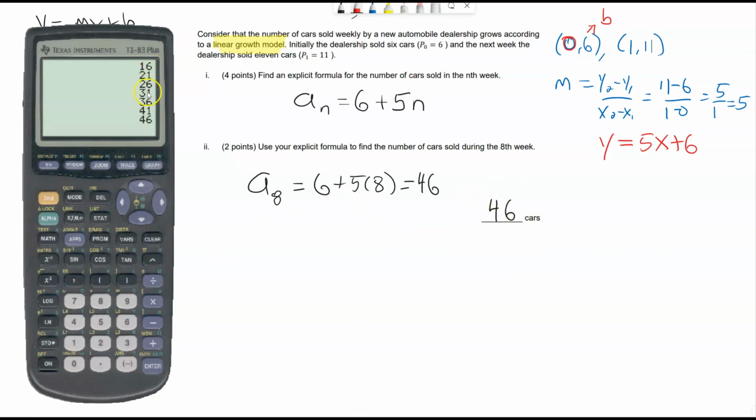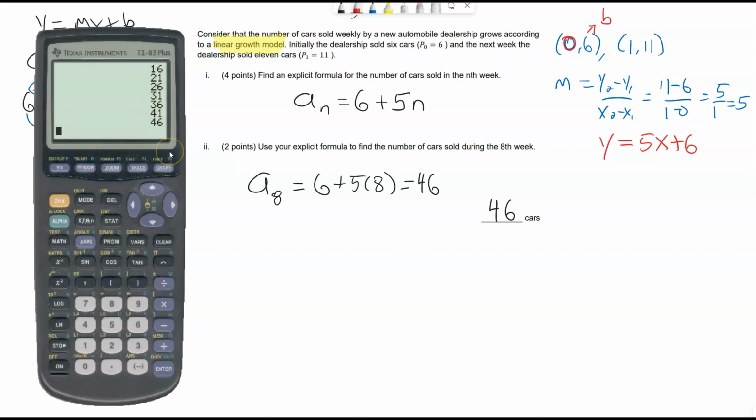Now, if you listed all these numbers down, I would give you some credit for getting 46, but you didn't use the explicit formula. This is more of a recursive method. But I just wanted to mention that as well. If you have a button on your calculator, the answer button, you can simulate the linear growth very easily.